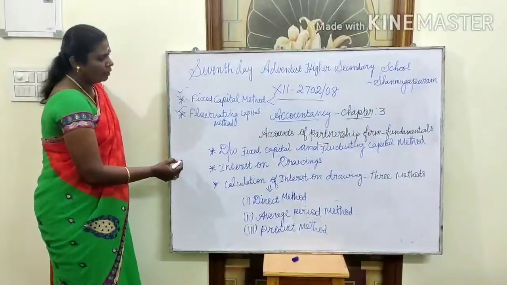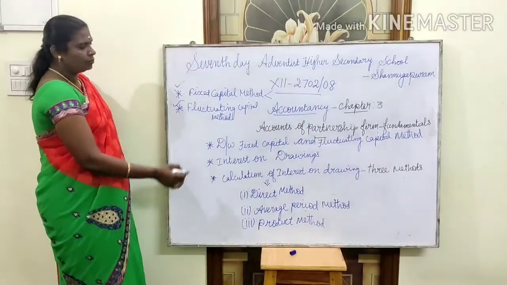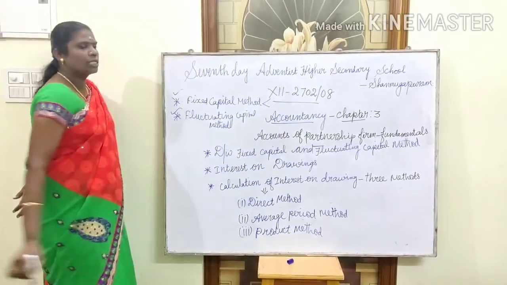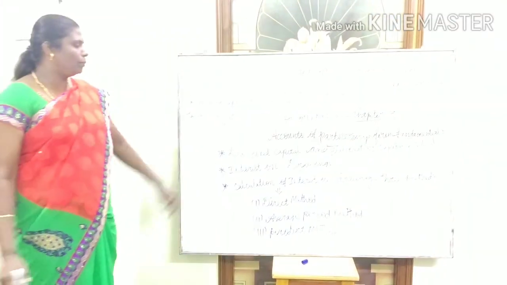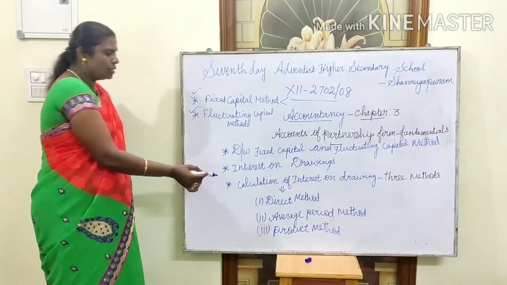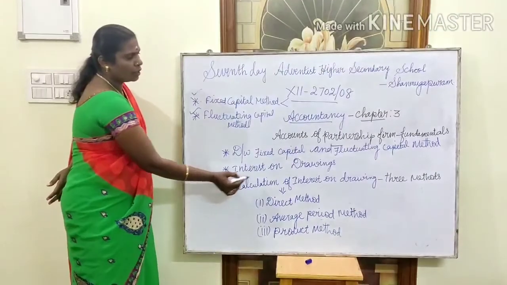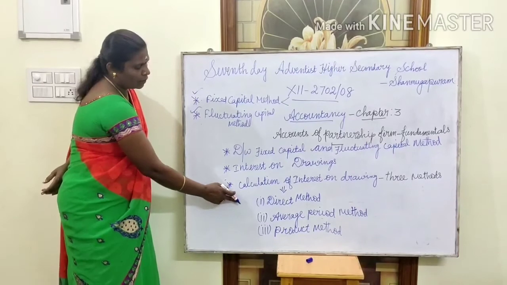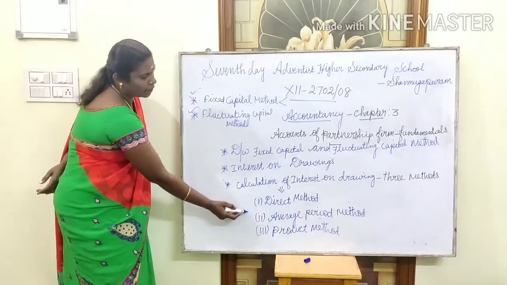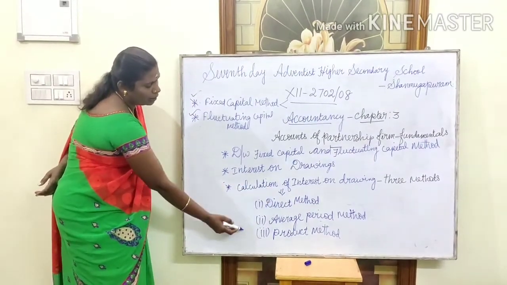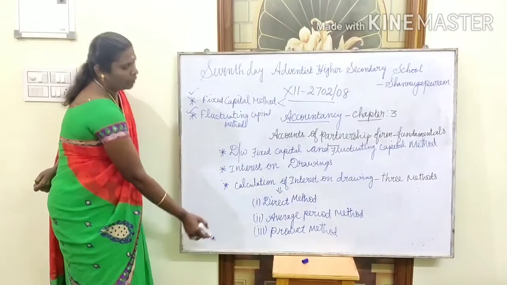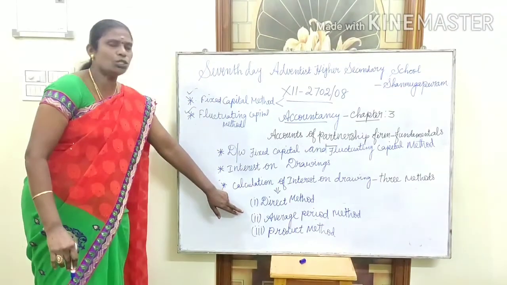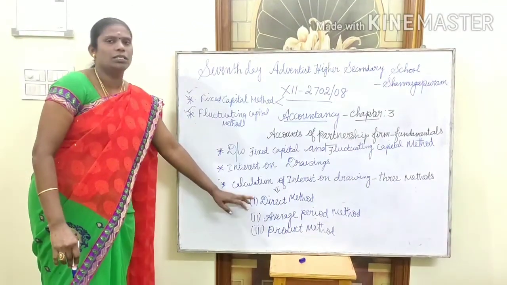Okay. Today we are going to see another topic: the difference between the fixed capital and fluctuating capital methods, and interest on drawings, that is, the calculation of interest on drawings. There are three methods: first the direct method, then the average period method, and last the product method. In this class, the last two methods will be discussed in this chapter.